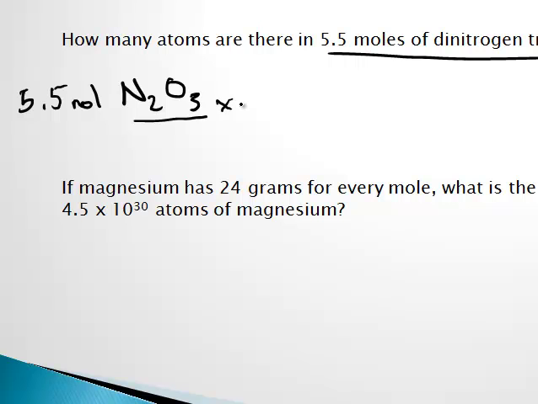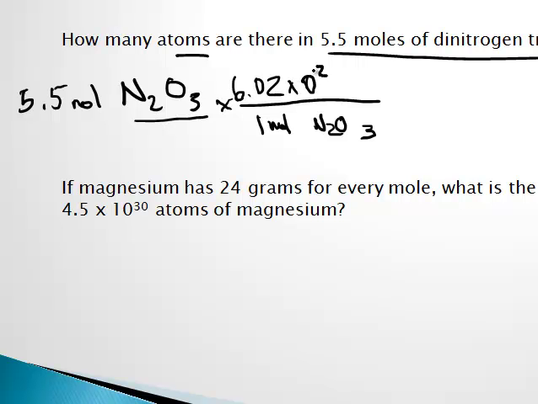So we'll set up our first conversion. We're going to say 1 mole of dinitrogen trioxide contains how many atoms? So we know that there's 6.02 times 10 to the 23rd.